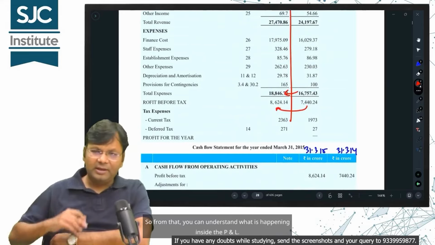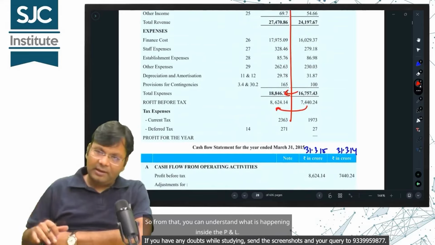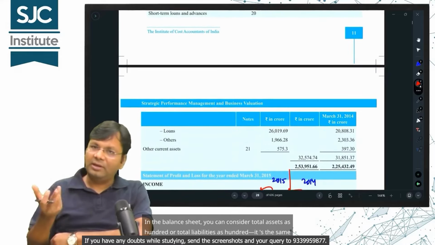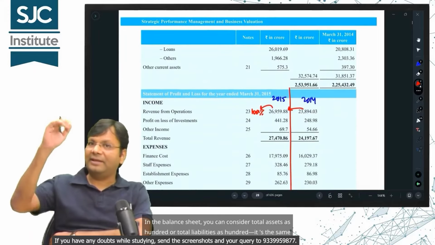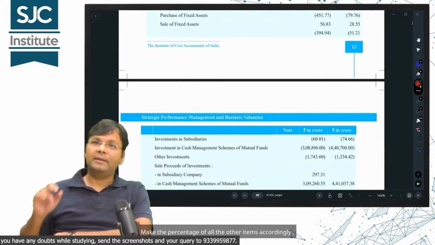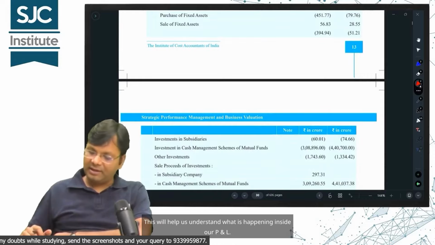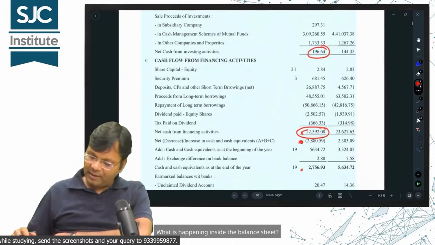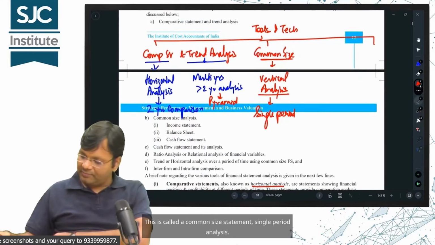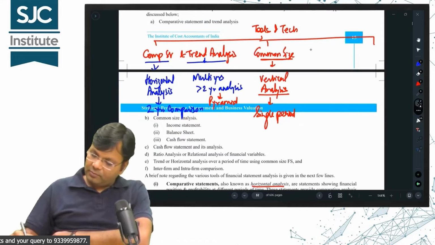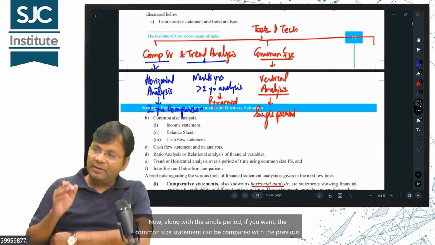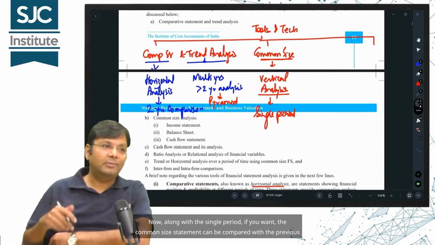So from that, you can understand what is happening inside the P&L. In the balance sheet, you can consider total assets as 100 or total liabilities as 100. It's the same thing. Make the percentage of all the other items accordingly. This will help us understand what is happening inside our P&L and what is happening inside the balance sheet. This is called a common size statement, single period analysis. Now, along with the single period, if you want, the common size statement can be compared with the previous year's common size statement.